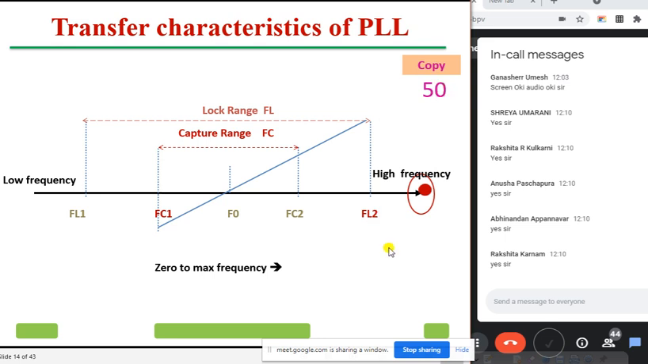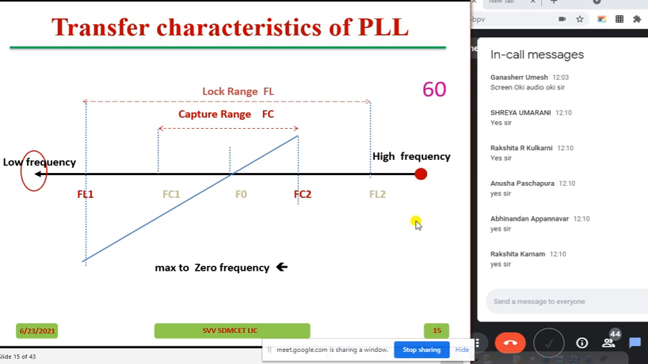Similarly, if I do the reverse, decreasing from maximum towards minimum, what will happen, sir? Now I am moving from highest towards the lowest. At that time, I will get FC2 and FL1. This is the frequency for capture and this is the frequency for lock. So FL1, FL2 are the lock range. FC1 and FC2 are the capture range.